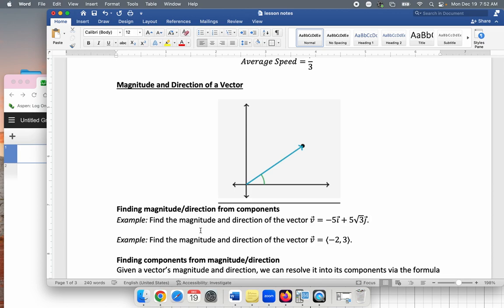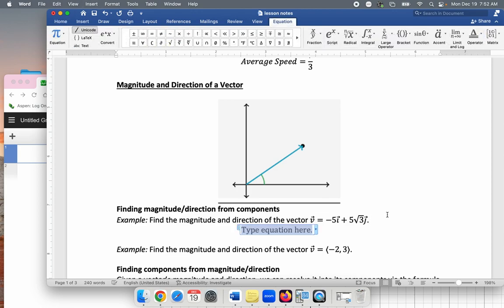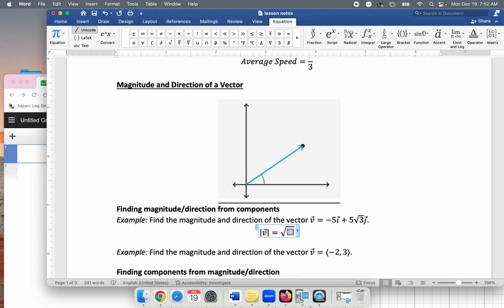Find the magnitude and direction of the vector v equals -5i plus 5 root 3 j. The magnitude is something that we've done before. That's going to be the square root of the components squared. So if I square -5, that gives me 25, plus if I square the quantity 5 root 3, that's going to be 25 times 3. And so this is just square root of 100, which of course is 10. So the magnitude is 10.